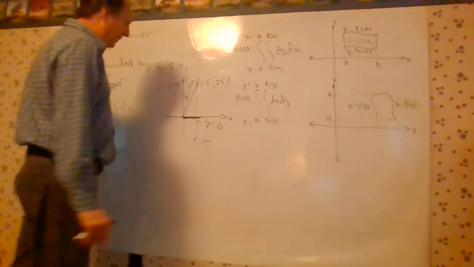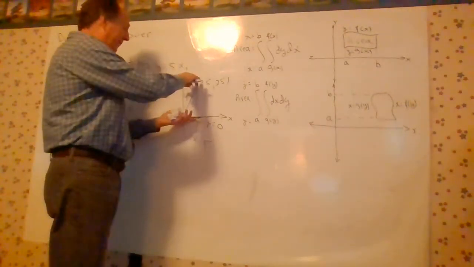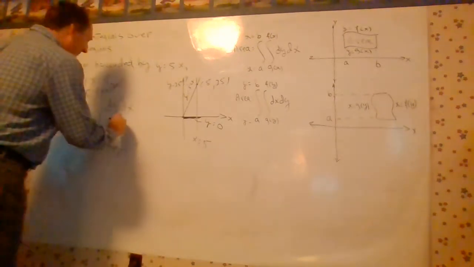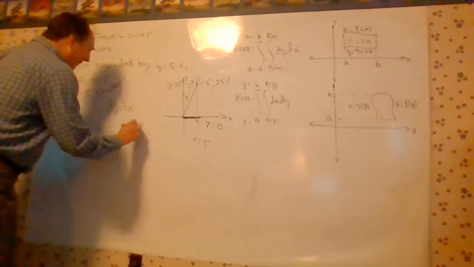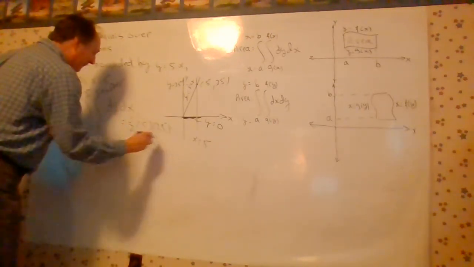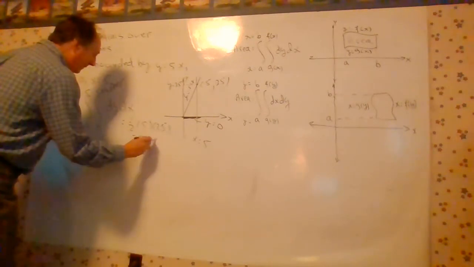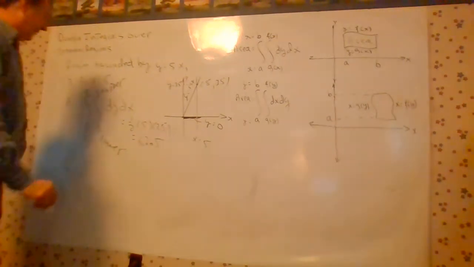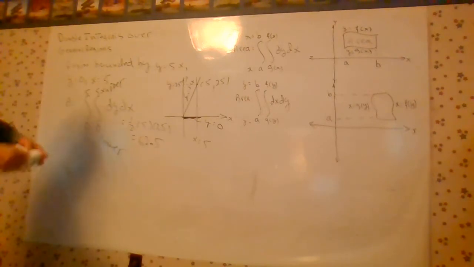Well, this is the area of a triangle. The base is 5, the height is 25. 1/2 base times height. Evaluated, I'll tell you what the answer is, it's 62.5.